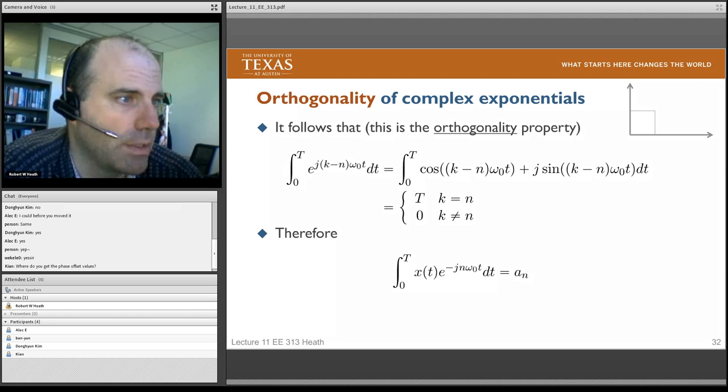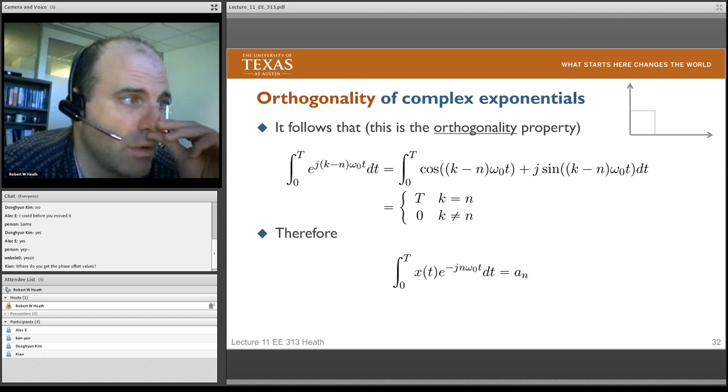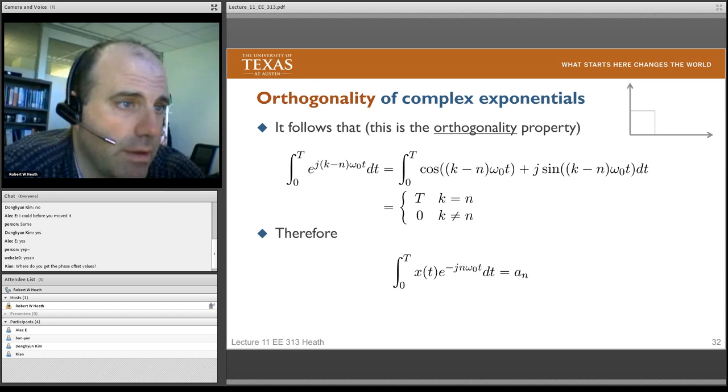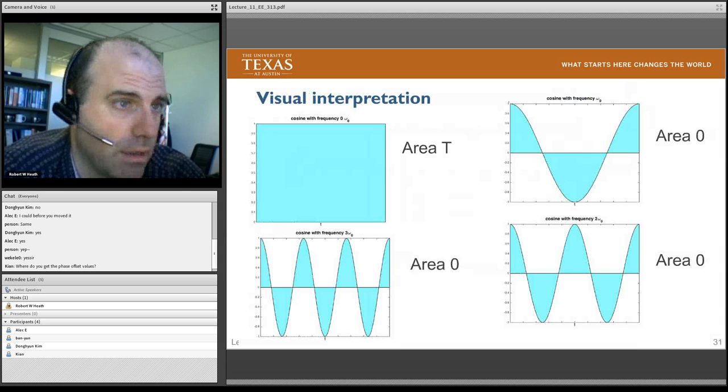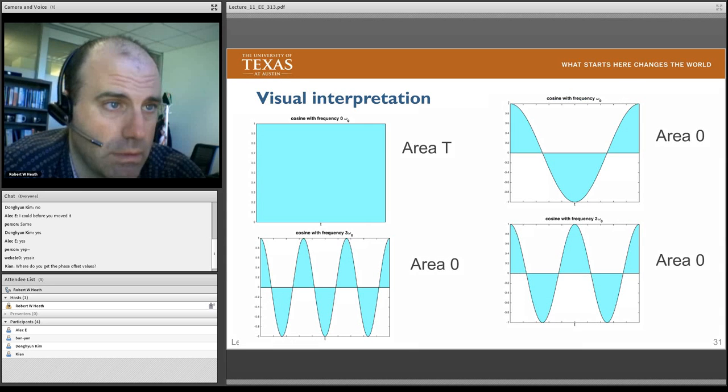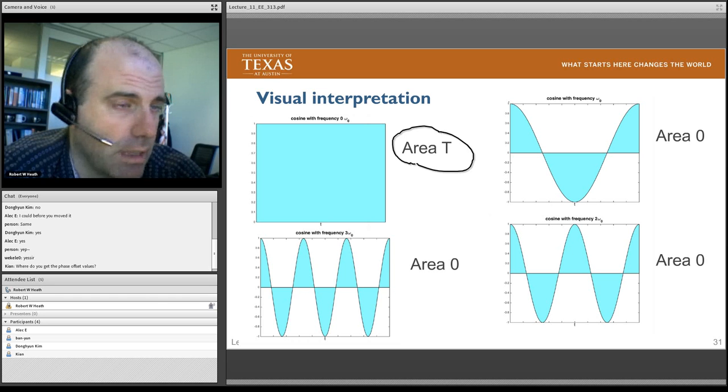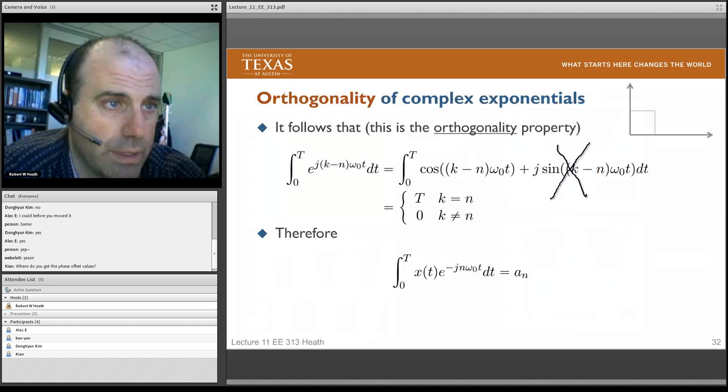Now, let's look at this here. So this leads to what's called the orthogonality principle. By the same logic, if I integrate this here, I can split it up as the integral of the cosine plus j times the sine. Now the sine of 0 is 0. And by the same logic as the previous slide, this quantity here is always zero. That's always zero, so it disappears.